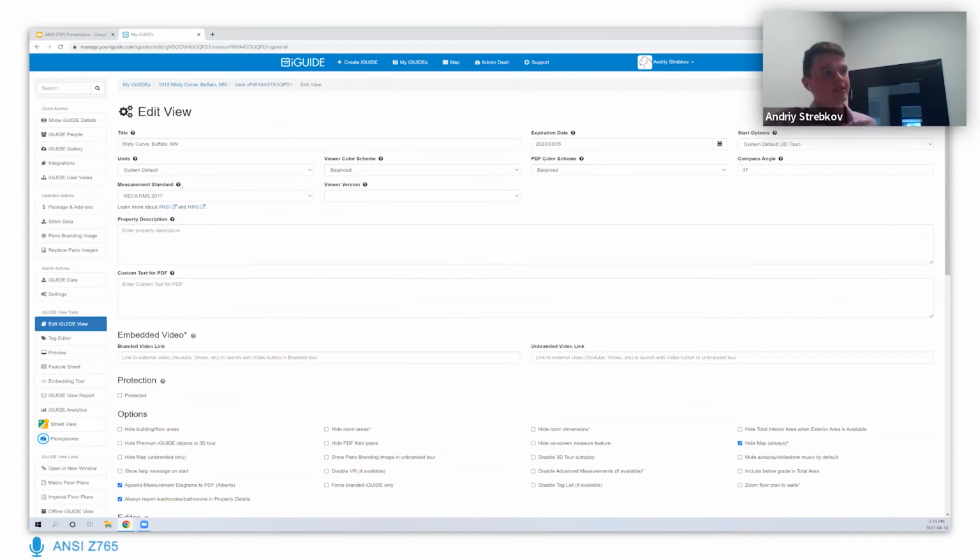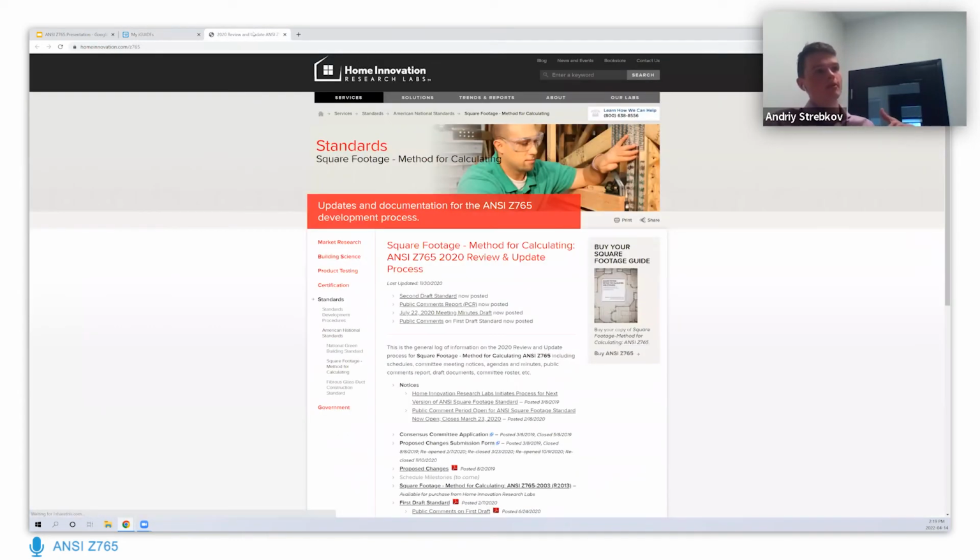And here I have a measurement standard. Here I can select ANSI Z765 or RMS that is used in Alberta. You can actually learn more about the two standards right under the measurement standard field. There are two links here that you can use. When you click on ANSI, it brings you straight to the Home Innovation Research Lab, the organization I mentioned earlier in this presentation. You can find a lot of information on how these standards were created, and comments and all that. So it's a very valuable resource if you want to learn more about ANSI Z765.